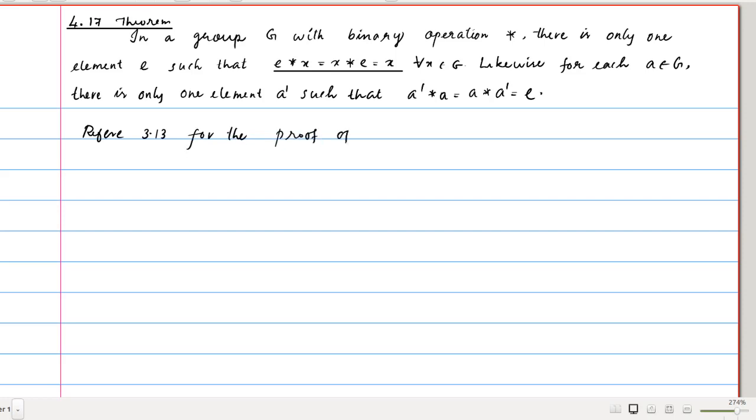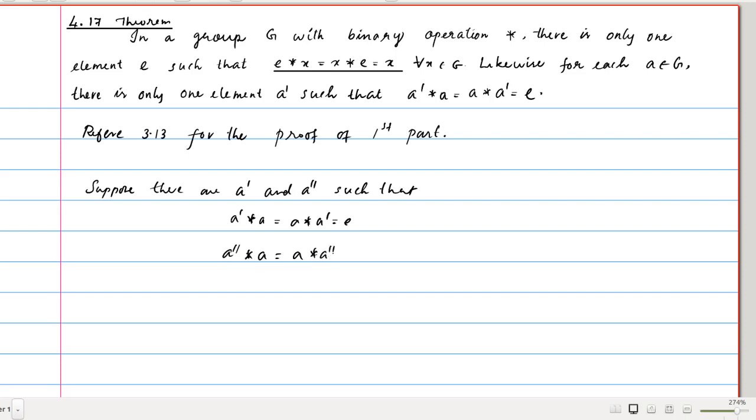For the proof of the first statement or first part, and the second part will be proved here. So we have assumed that suppose there are two elements satisfying the same condition. Suppose there are A prime and A double prime such that A prime star A equals A star A prime equals E, and A double prime star A equals A star A double prime, which is also E.